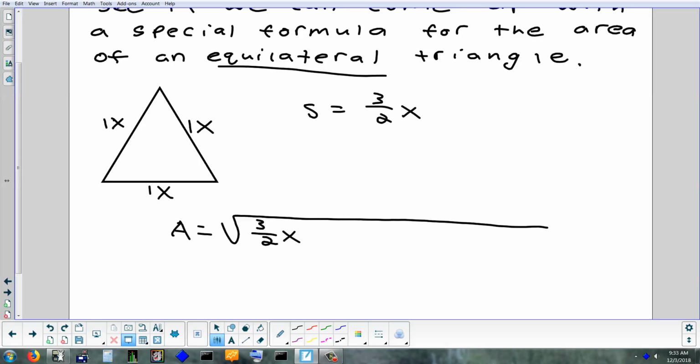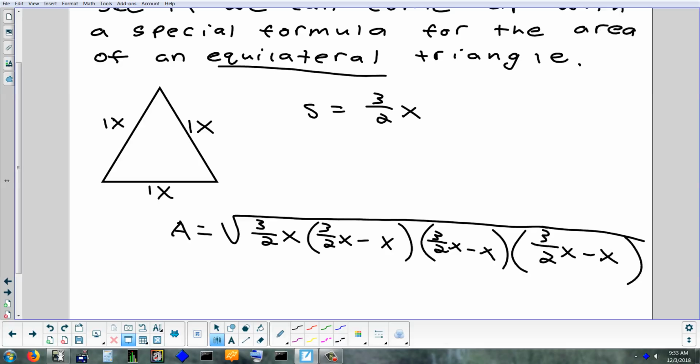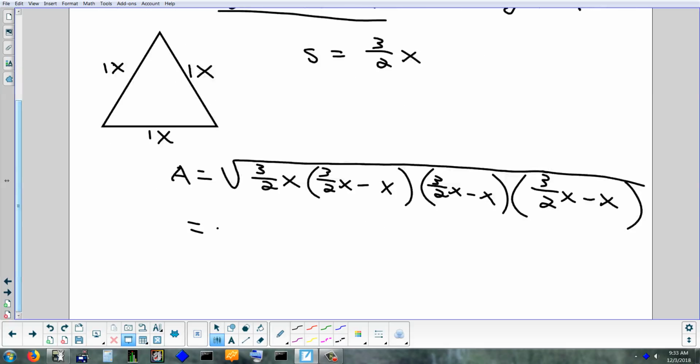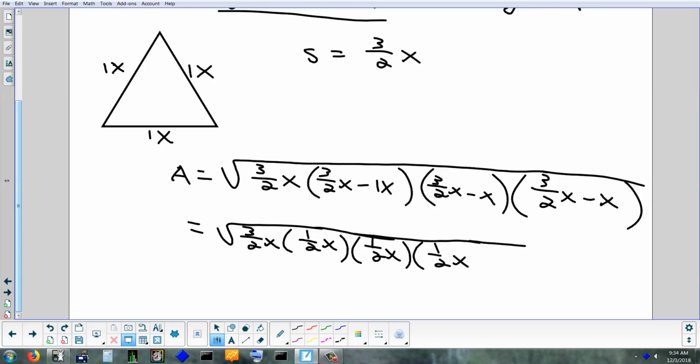And then, what comes next? 1.5x, minus 1x. And then the next one? Same thing. And the next one? Same thing again. All right, so we can simplify what's in those parentheses a little bit. Think of it as 1.5x minus 1x. Half x. Again, I'm going to leave it as a half, not 0.5, because you'll see something that happens. What about the next one? Another half x. And the next one? Another half x.